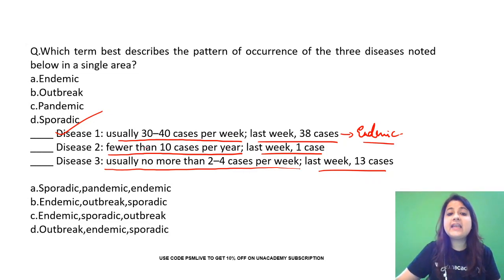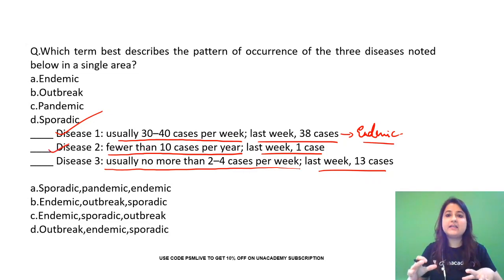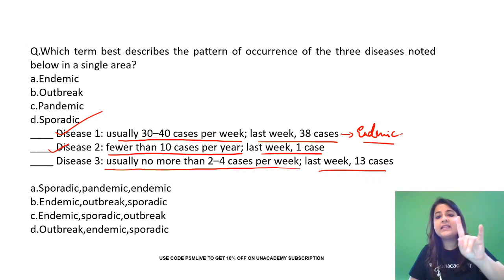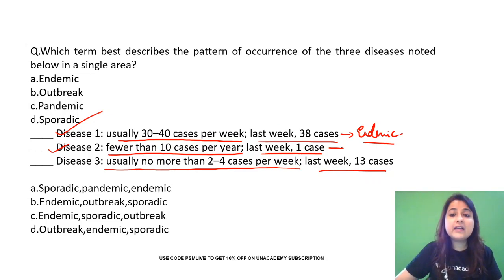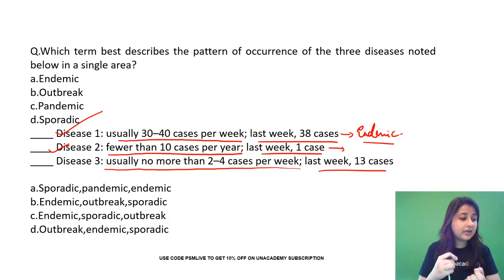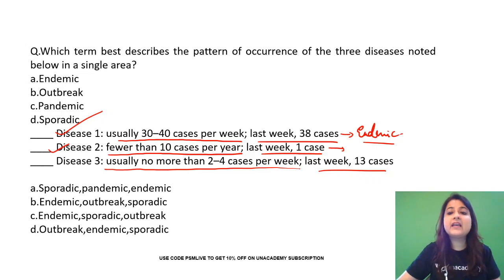Next, fewer than 10 cases were happening per year, but last week there happened 1 case. So we cannot tie the dots here. It's like irregular occurrence or haphazard occurrence, all right? So this becomes a sporadic disease, haphazard occurrence of the disease.